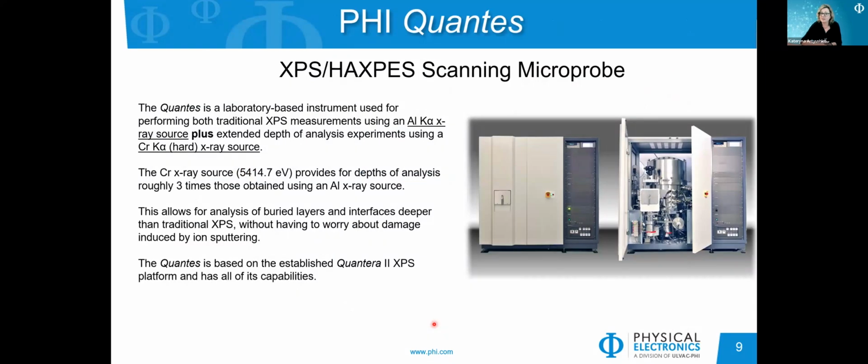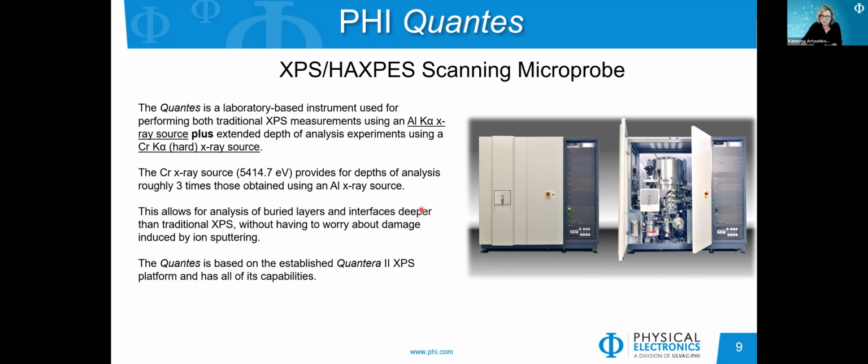So what is the instrument that PHI has with a high energy source? This is our PHI Quantes instrument, which has scanning microprobe sources. It combines a monochromated aluminum K alpha source plus a chromium X-ray source. The energy of the chromium X-ray source is around 5,400 eV, approximately 3 times larger than the energy of the aluminum X-ray source, and therefore on average the sampling depth is approximately 3 times larger.